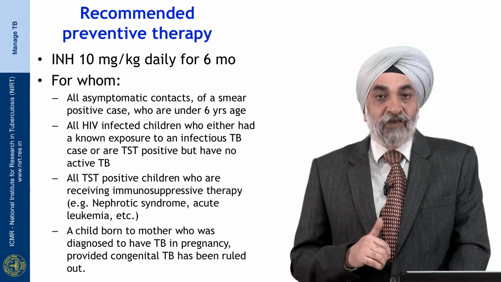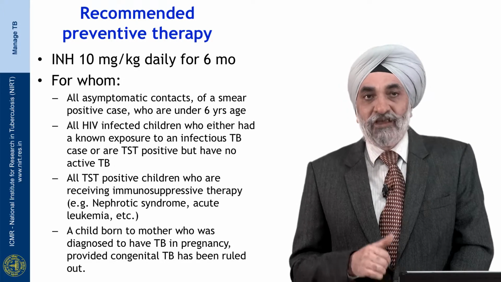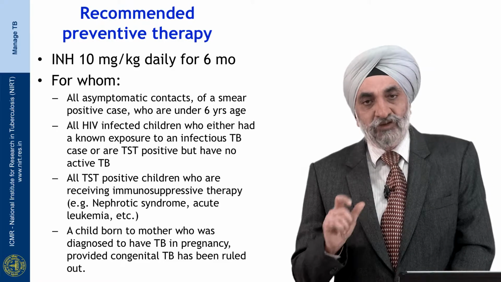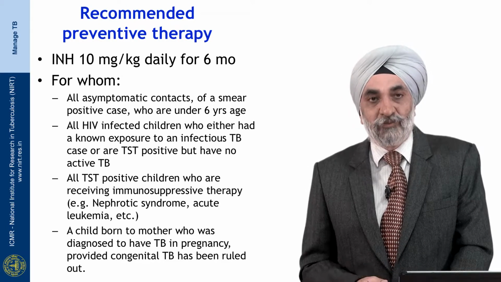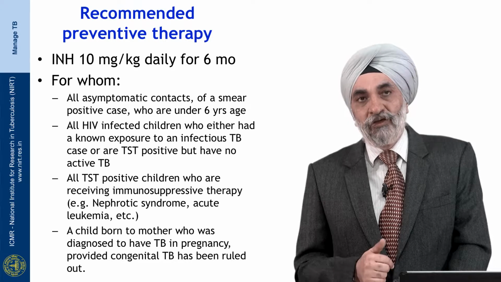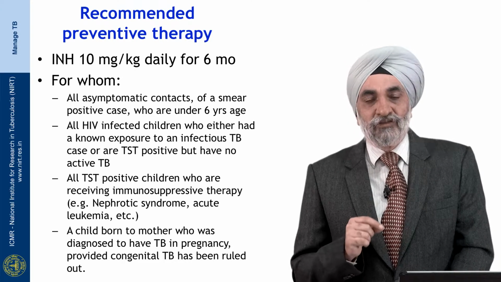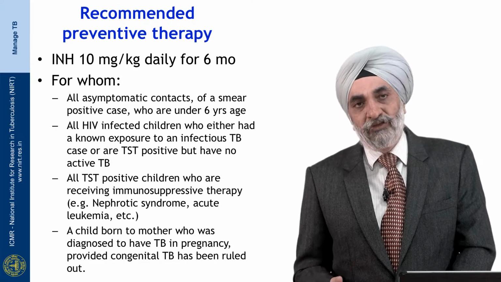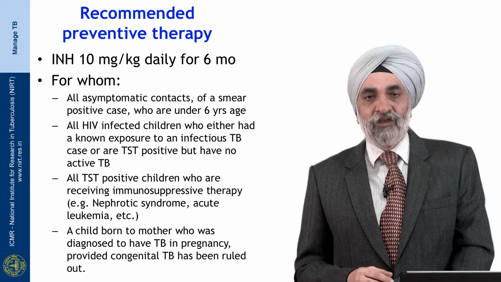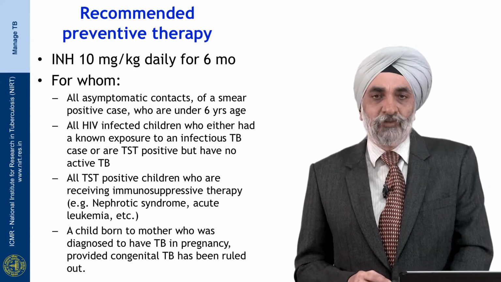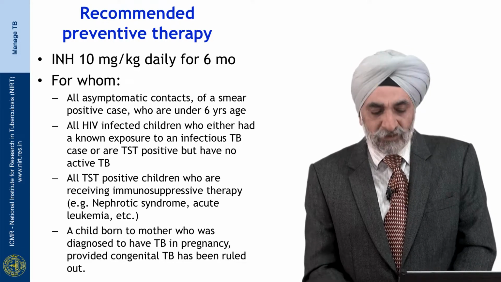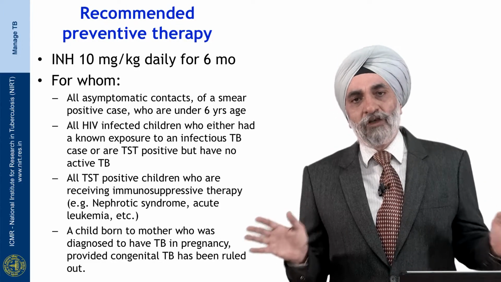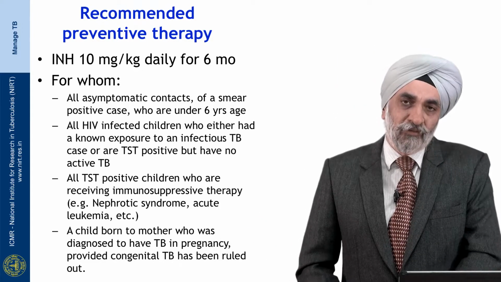In addition, any HIV case who has been exposed and does not have active TB, and all TST positive patients which show infection but no disease and are on immunosuppressive therapy, should be given preventive therapy. This is a very good method to decrease occurrence of disease in children. So, remember, preventive therapy with INH single drug, 10 milligram per kg for 6 months, is recommended for this category of patients. So, this brings us to the end of the whole gamut of treatment of childhood TB.